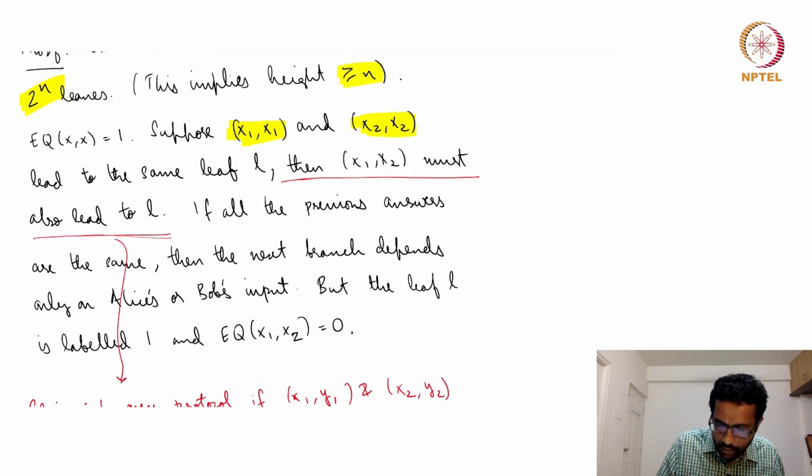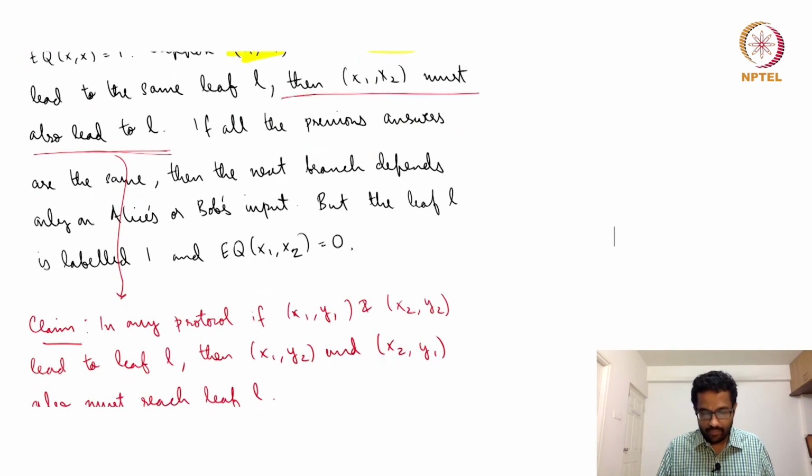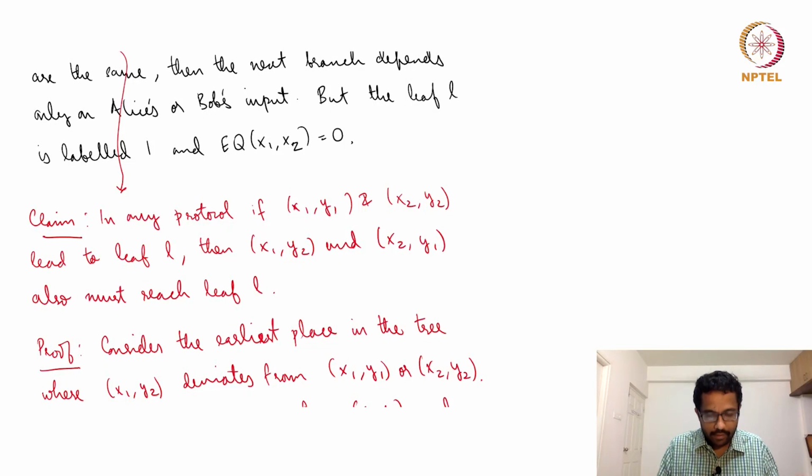So now let us try to see why x1 x1 and x2 x2 must go to different leaves in any protocol that computes equality. Actually, this particular claim is not for equality; it holds for any protocol computing any function. Suppose x1 y1 and x2 y2 go to the same leaf. Then the claim is that x1 y2 and x2 y1 also must go to the same leaf.